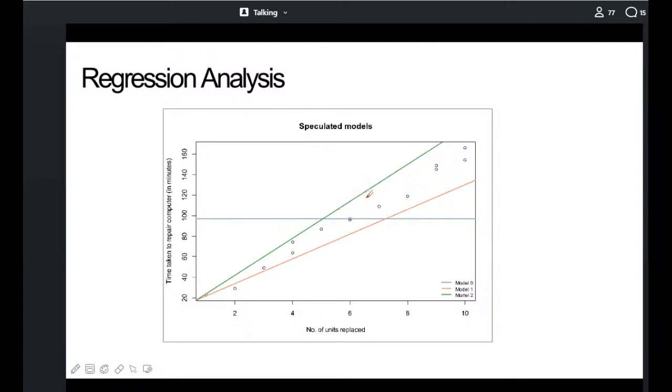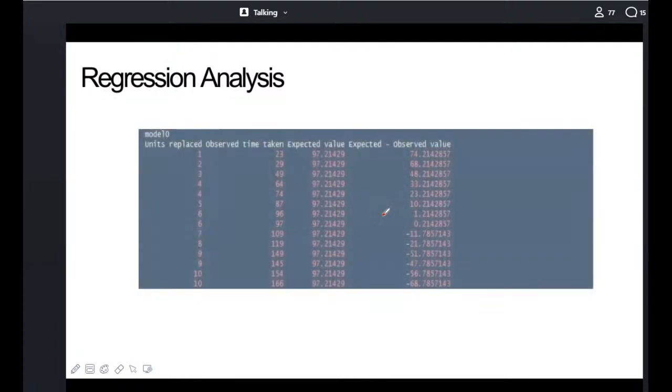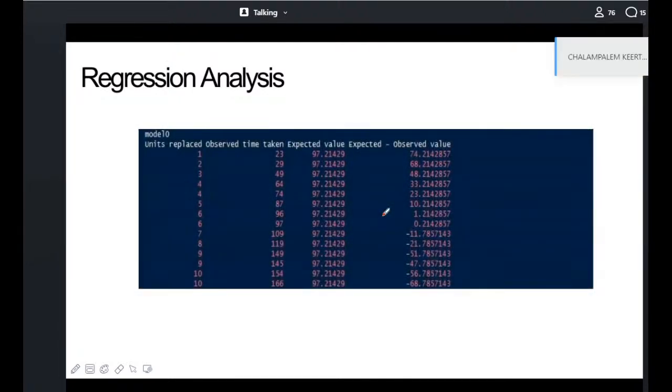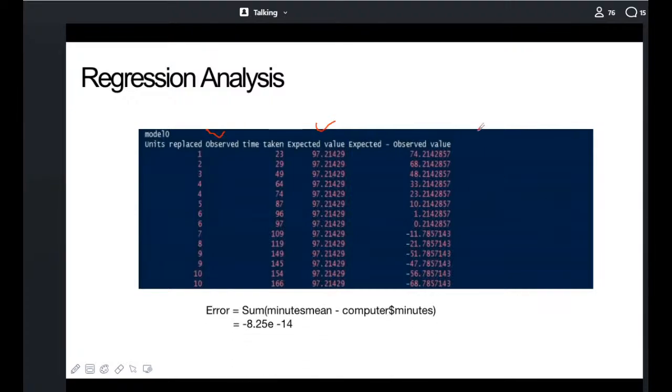For each value, let's say I'm talking about this one, for this line, this will be the error. For this line, this will be the error. Now, if I take the line as my expected output, and these are my observed time taken, and I take the errors and sum them up, it is almost equivalent to 0. Why is that? Just a second.